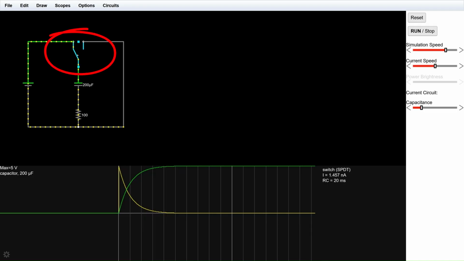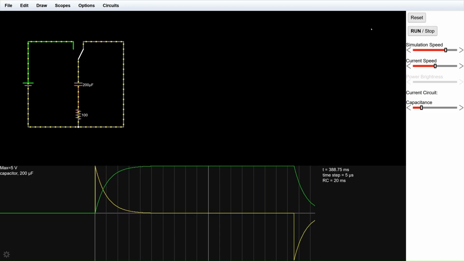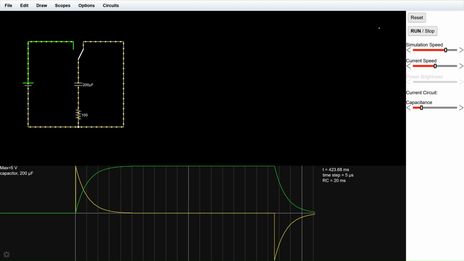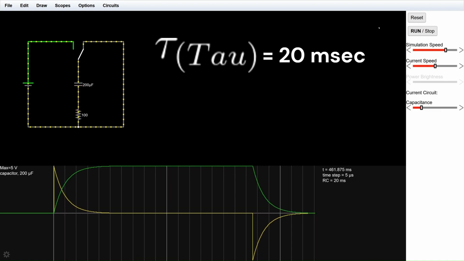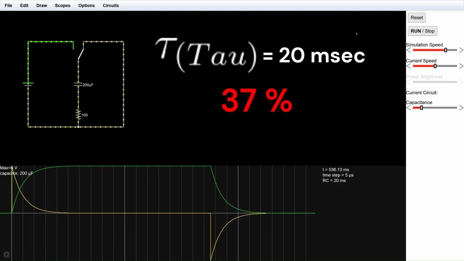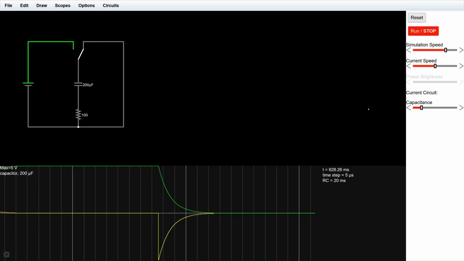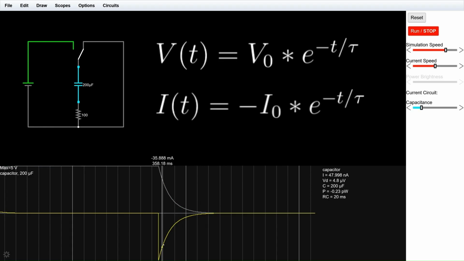When we change the position of the switch, the capacitor discharges. During discharge, both current and voltage decrease exponentially. After 1 tau, 20 ms, about 37% remains. After 5 tau, 100 ms, the capacitor is almost fully discharged. Here is the discharging formula for current and voltage.